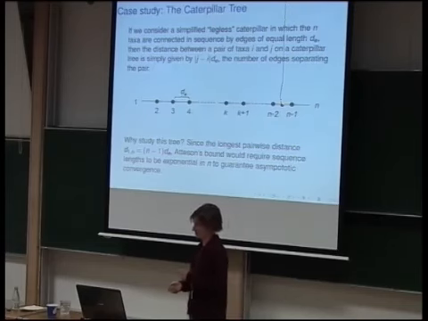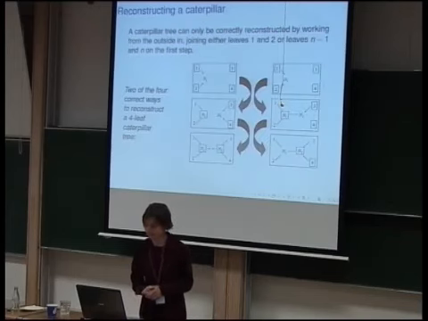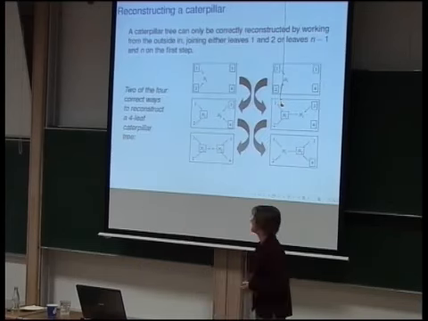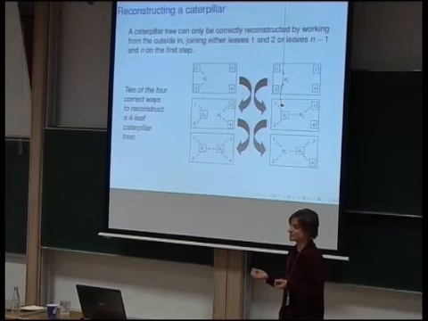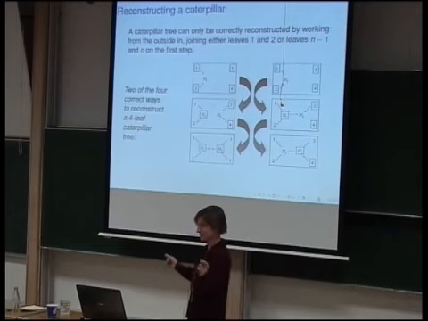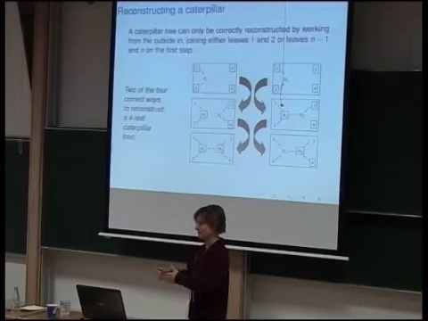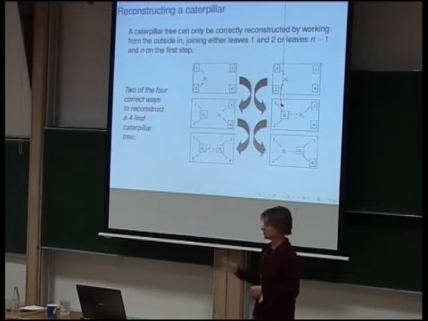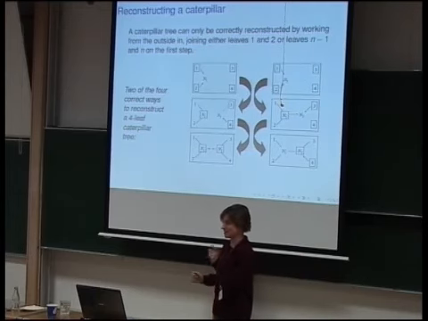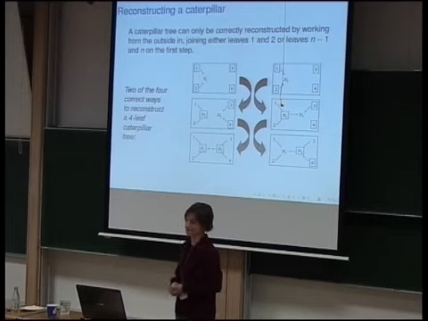And there's another reason why the caterpillar is a nice case study. It's because it can only work one way. Reconstructing a caterpillar by neighbor joining means that you basically have to work your way in from the outside. The only neighbors when you start are 1 and 2 or n minus 1 and n, because every other pair is connected by 2 nodes.